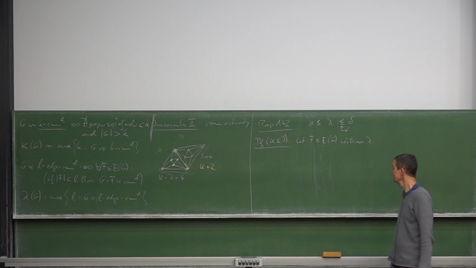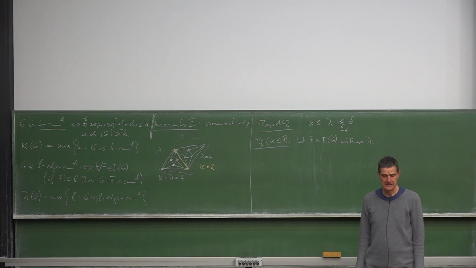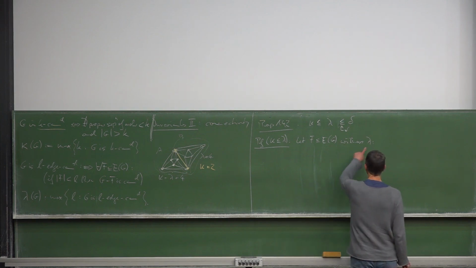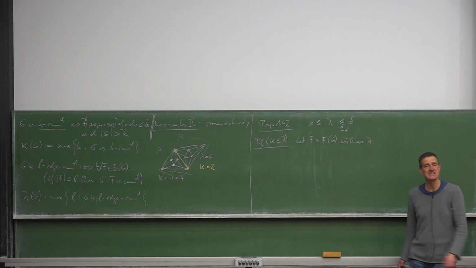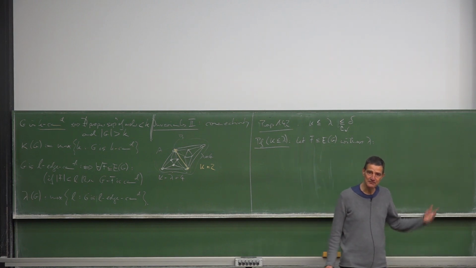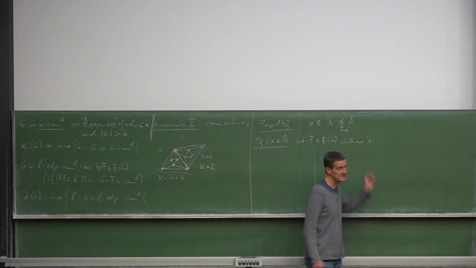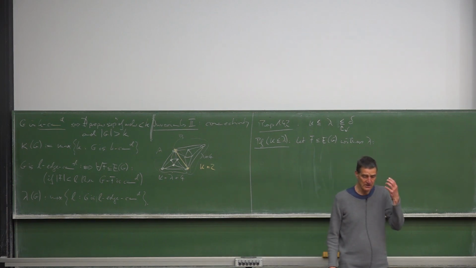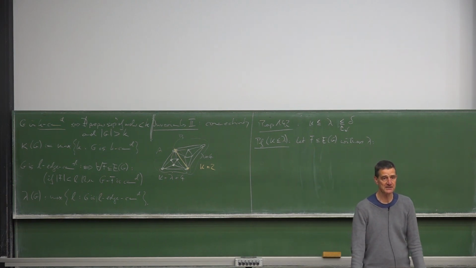Very innocent use of the word witness, very appropriate use of the word witness. Now here, what is lambda? Lambda is not an existent statement, right? So it's a little trickier. And what I mean, of course, is the obvious thing. Let's take a set of edges from which you can easily see that the edge connectivity is lambda.